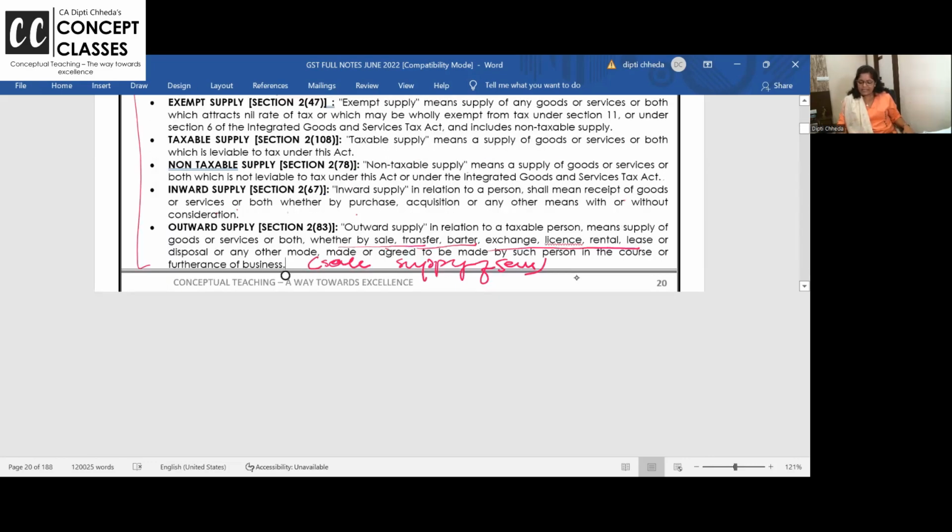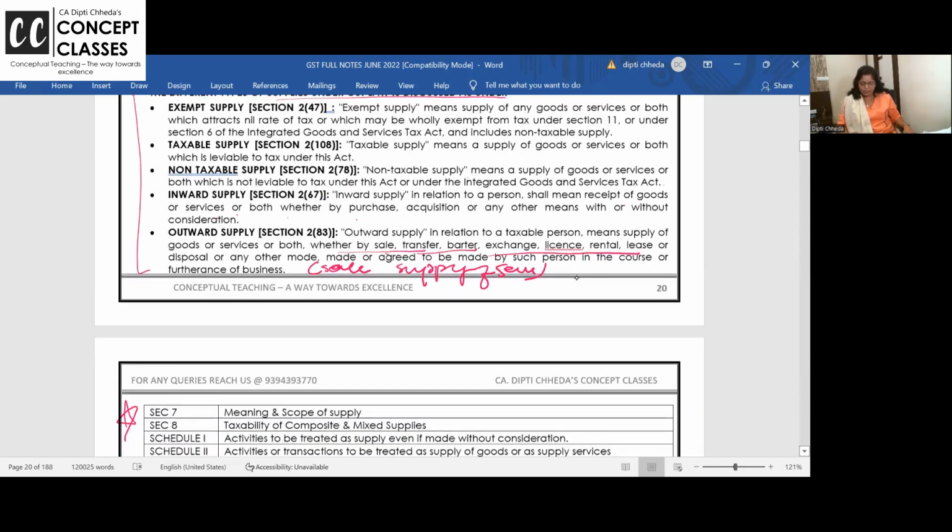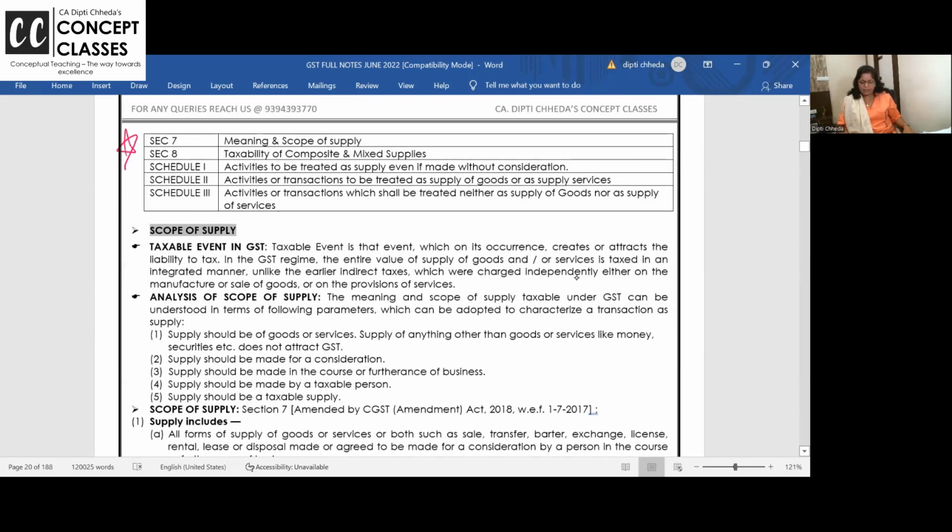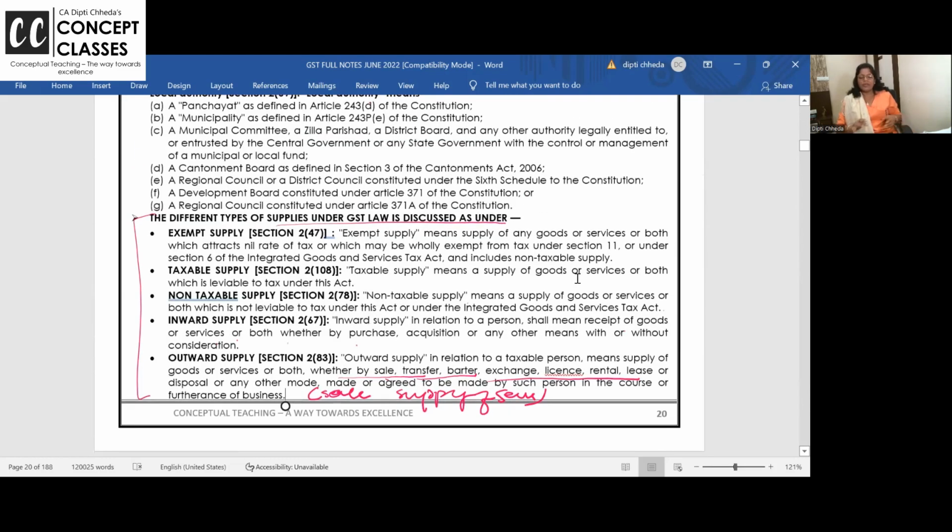Is this list clear to all of you? So here we come to the end of definitions other than supply. Now, in supply there should be consideration, and it should be for the furtherance of the business. Ingredients of supply is the next topic I'm taking up right now.